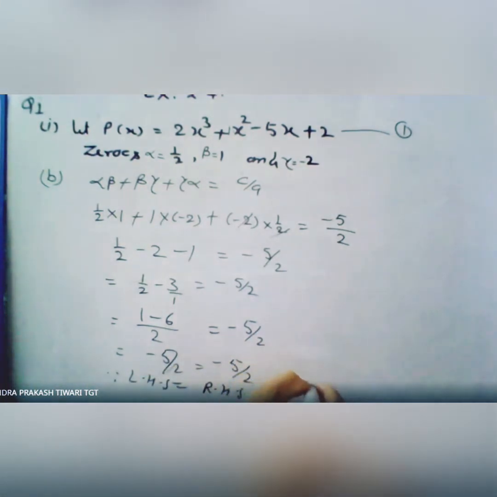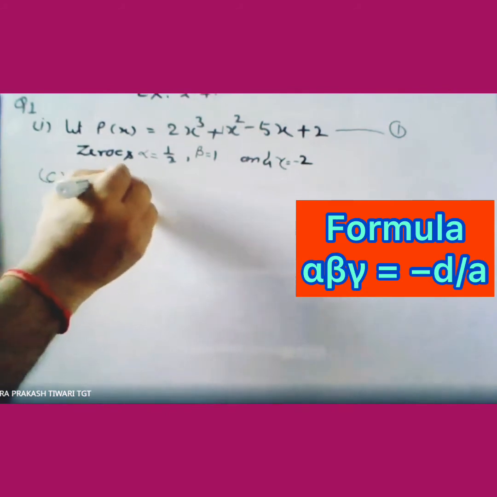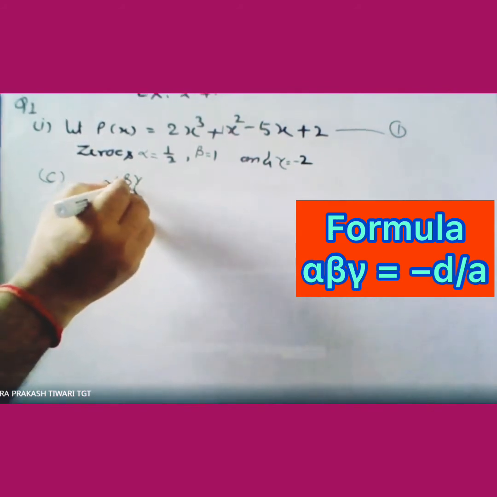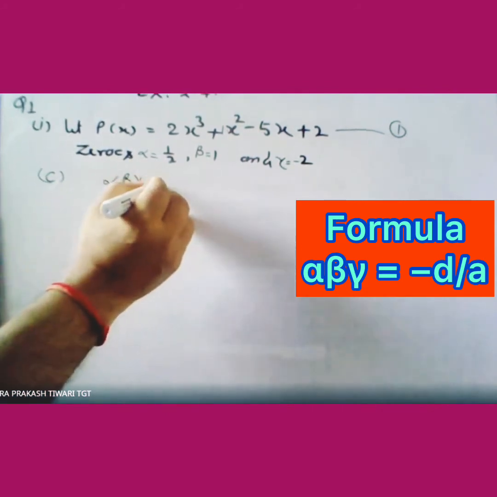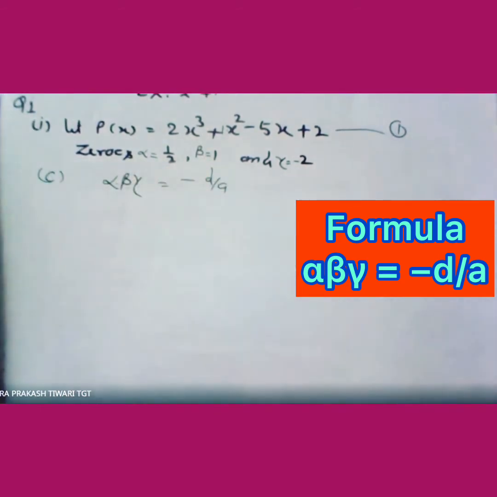Therefore verified. So the second result is also verified. Now you know what is the third one. The third one is the product of zeros, part number C. Alpha beta gamma means alpha into beta into gamma equal to minus d upon a. This is the third formula for the cubic polynomial.